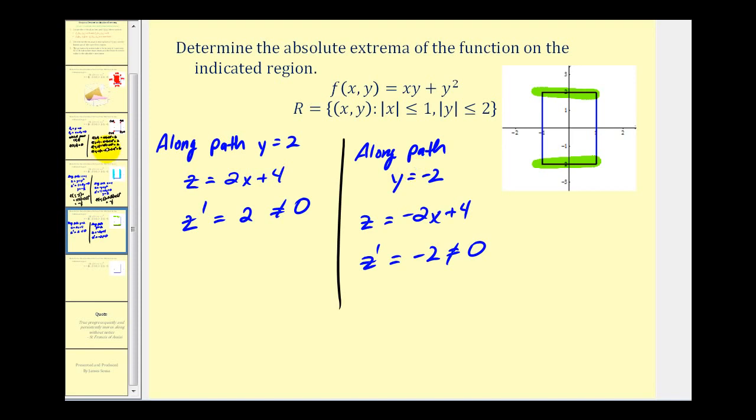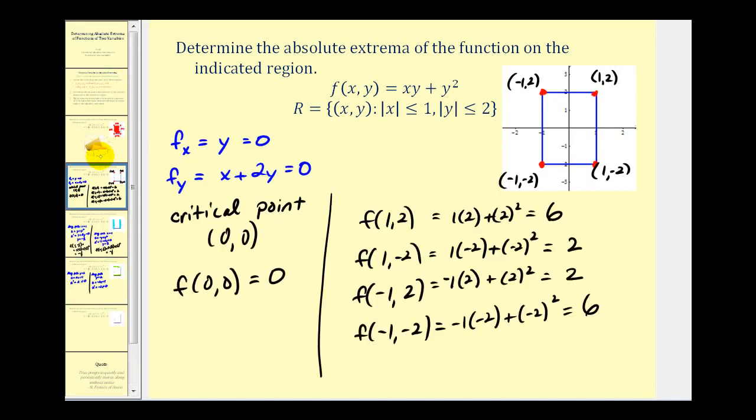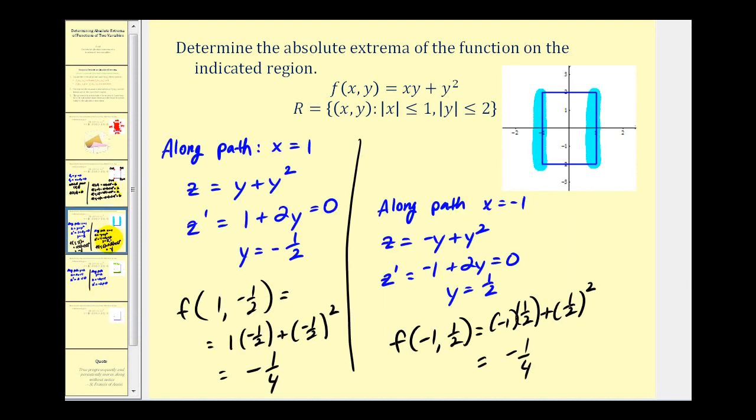So to finish this up, in order to find the absolute maximum and absolute minimum, we need to consider several function values. We need to consider the function values 0, 6, 2, 2, 6, as well as negative 1/4 and negative 1/4. Let's go ahead and copy all of these onto the last slide.